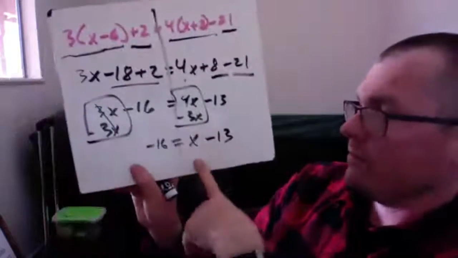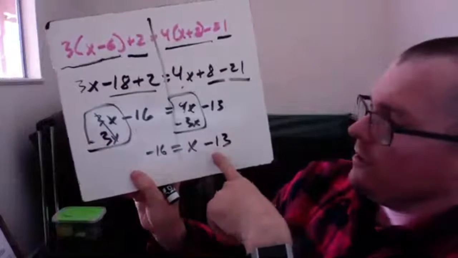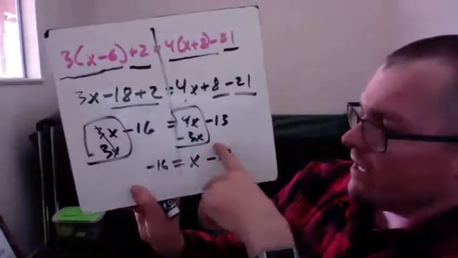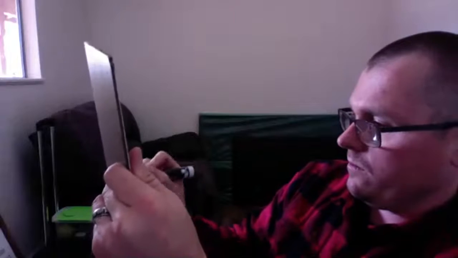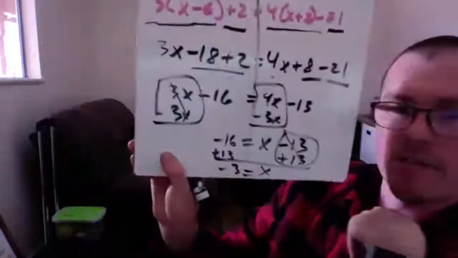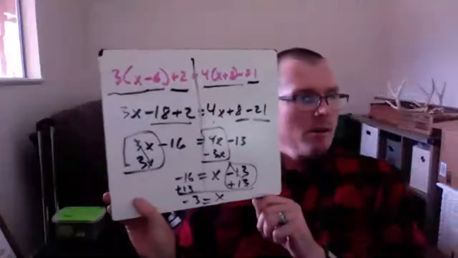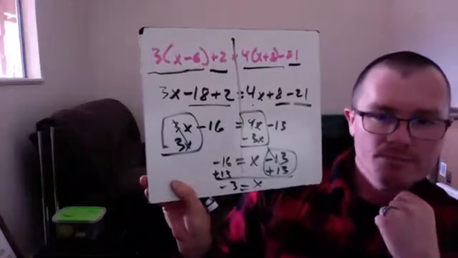All right. Remember, we're trying to isolate x. We're trying to get this by itself so we can find its value. So to make a 0 pair with the -13, I add 13 to it. And I get -3. x equals -3.